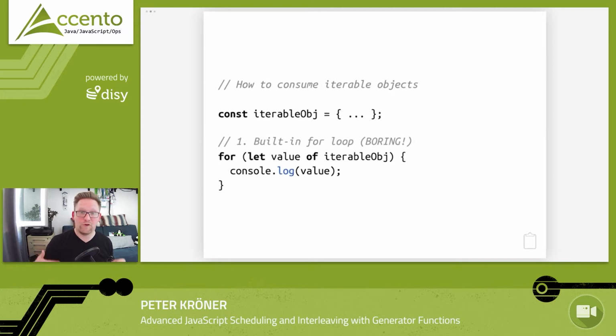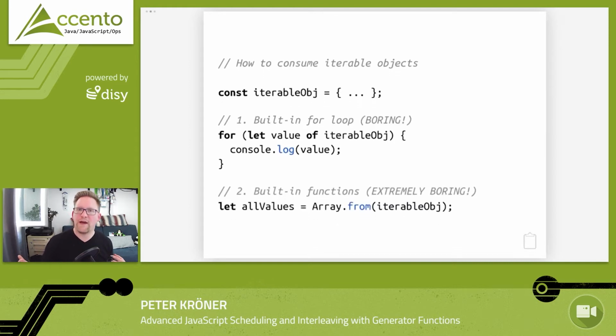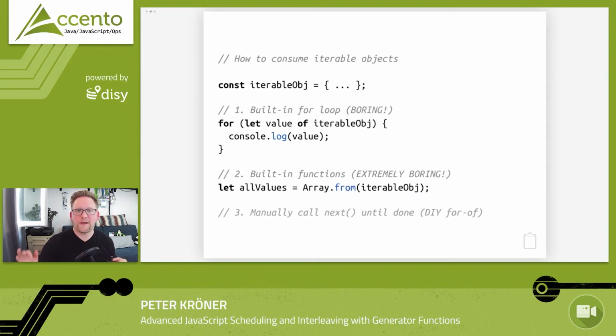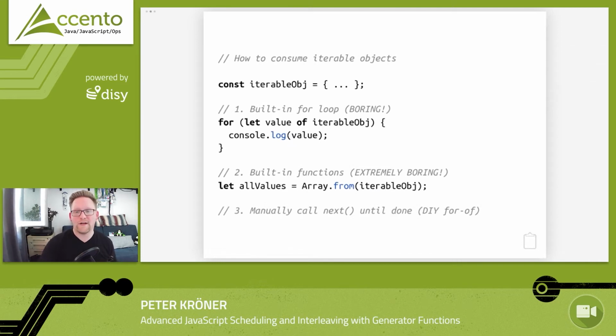For example, we can stick them into a for-of loop, of course. Or we can stick them into something like Array.from, which will construct an array from iterating over the object, essentially calling next until the object is exhausted, and then taking all the return values and putting them into an array. Now, this is what we could do. This is what's boring. We can, of course, also call next manually.